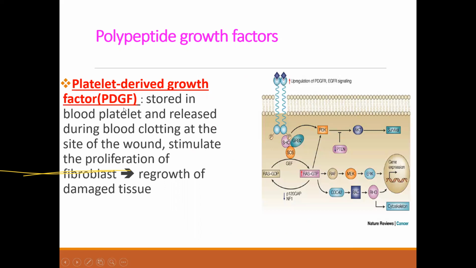The third type of growth factor is platelet-derived growth factor. This growth factor is stored in blood platelets and released during blood clotting at the site of damaged tissue or wound. It also stimulates the proliferation of fibroblasts in order to stimulate the regrowth of the damaged tissue.